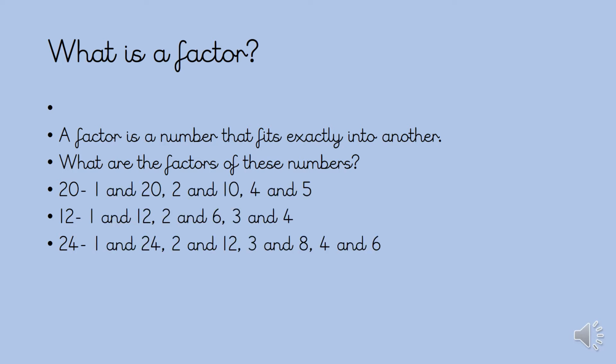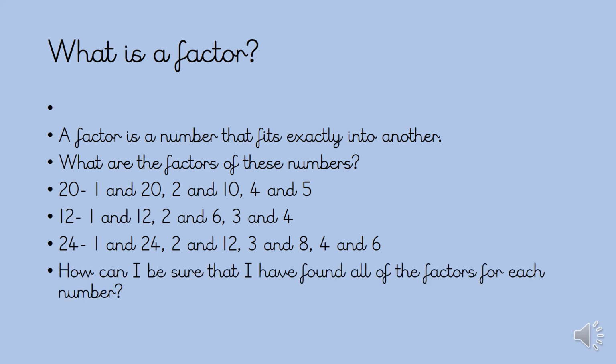Okay, so if those are the answers, did you get the same as I did? How can I be sure that I found all of the factors for each number? I've worked hard to work systematically to make sure that I get each factor pair. So I started with 1 each time, and then I wondered if the number had a factor of 2. If it did, I found what went with 2. Then I moved on to 3 and 4.